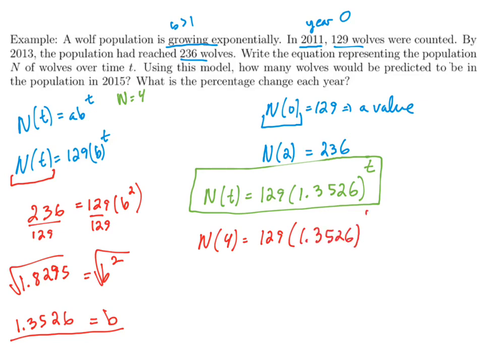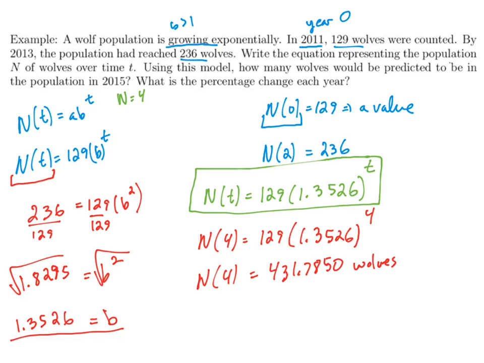0.3526 raised to the 4th. And we end up with about 432 when I round. 431.78, let's call it 432 wolves. Okay, so about 432 wolves after 4 years. So this is really growing.